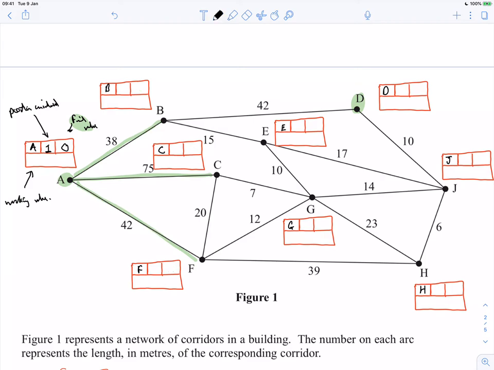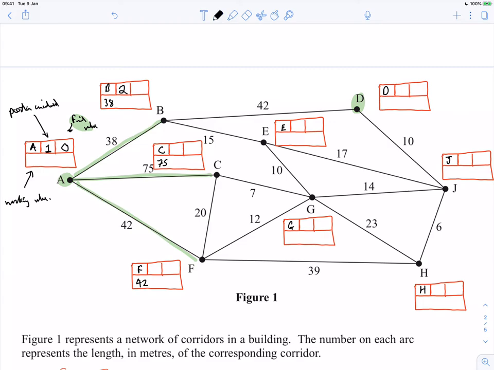So from A to B, that's 38, so I'll put that 38 in this working box here. From A to C is 75, so I'll put 75 in this working value here. And from A to F, that's 42, so I'll put 42 here. I then check to see, have I done all of the connections? And I say yes. And then what I'll do is I'll take the lowest one of all the working values that I've filled in so far. So which is the smallest, 38, 42, or 75? And it's clearly 38.